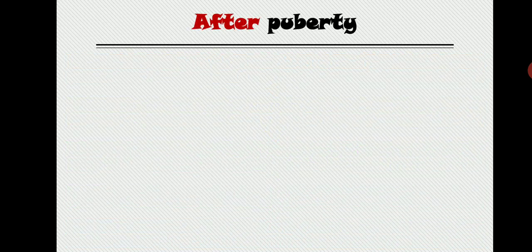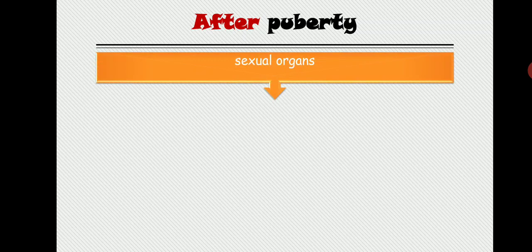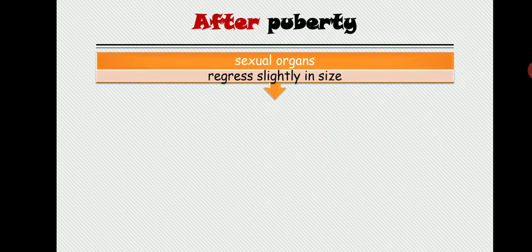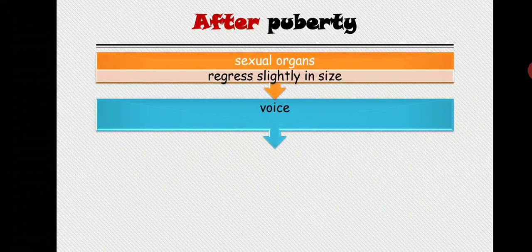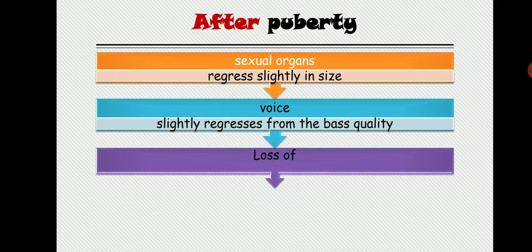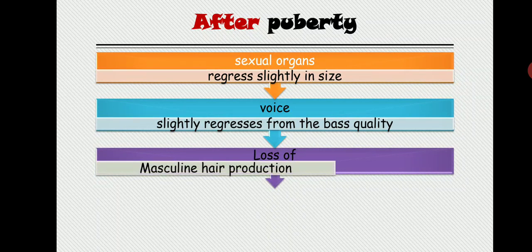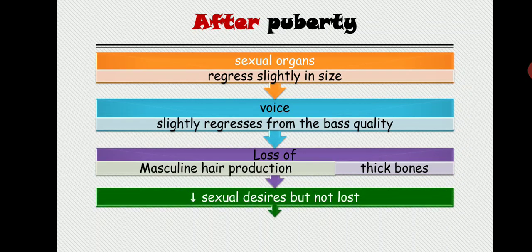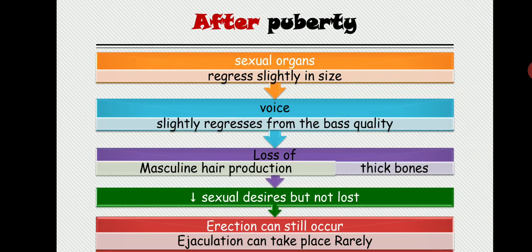If the loss of the testis occurs after puberty, then what happens? After puberty, the sexual organs regress only slightly in size, because they are already formed at the time of puberty. So regression is very slight. Then the voice slightly regresses from the base quality, and there is a loss of masculine hair production, and thin bone will be seen. Sexual desire is decreased, but not actually lost. Erection can still occur, but ejaculation will take place very rarely. So after puberty, if a person loses the testis, erection is there, but ejaculation does not happen, right?